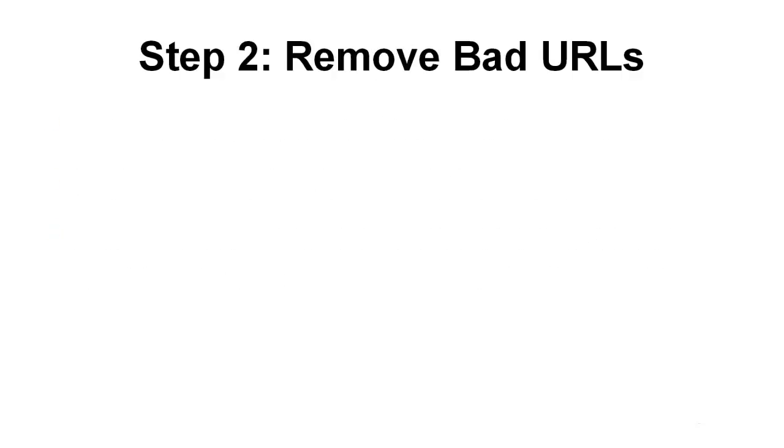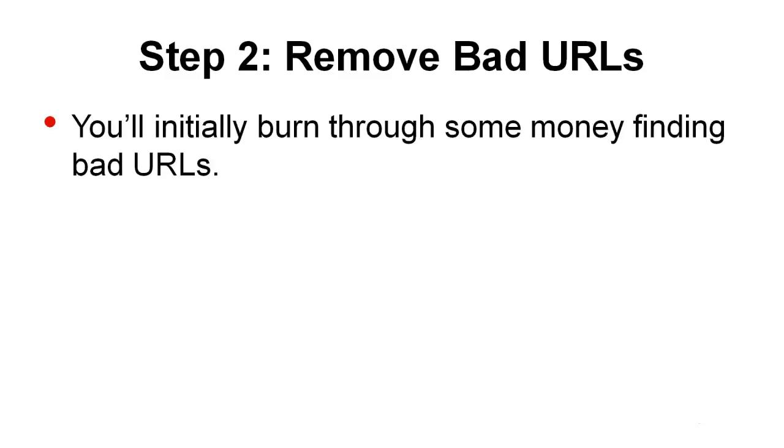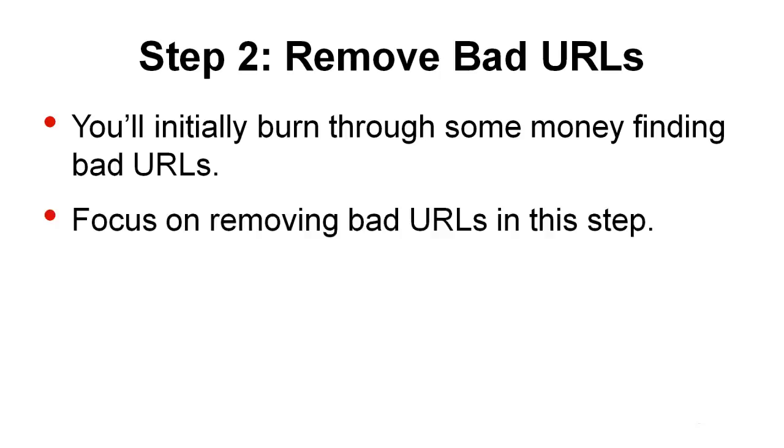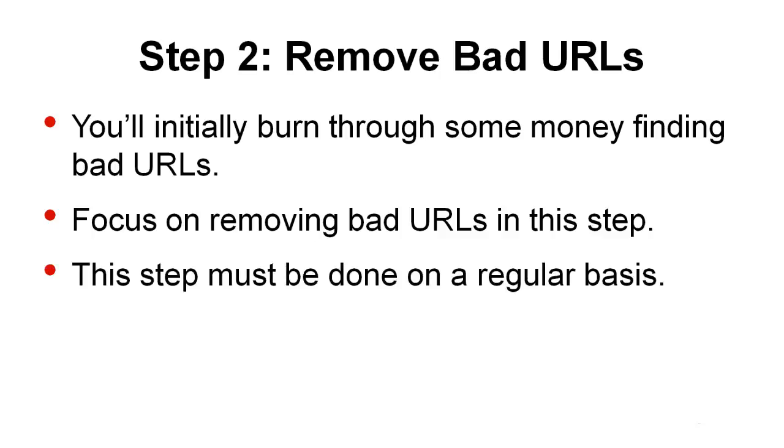Okay, in step 2, basically you want to remove the bad URL. It's very typical that you initially burn through some money to find bad URL. Once we focus on removing bad URL, only the good URL are left. And if you still remember the overview I did earlier, where I showed you how you can buy PPV traffic that sells, you probably notice that this step is where we cut out the losers. Once the losers are all gone, we can scale up our campaign with the winner.